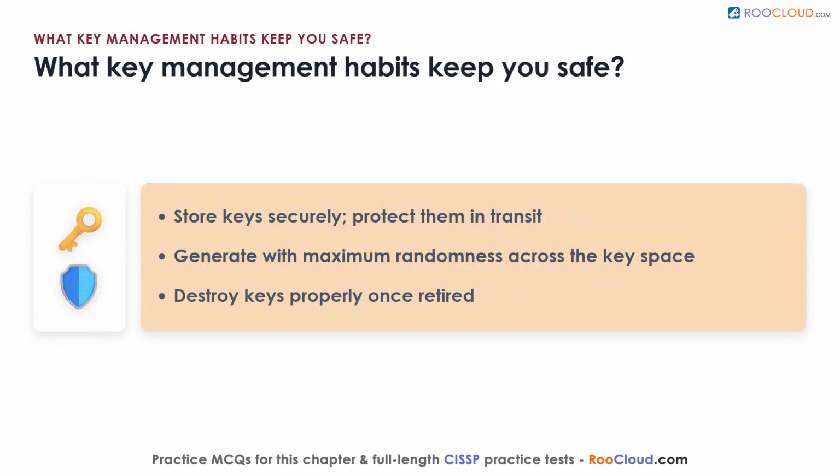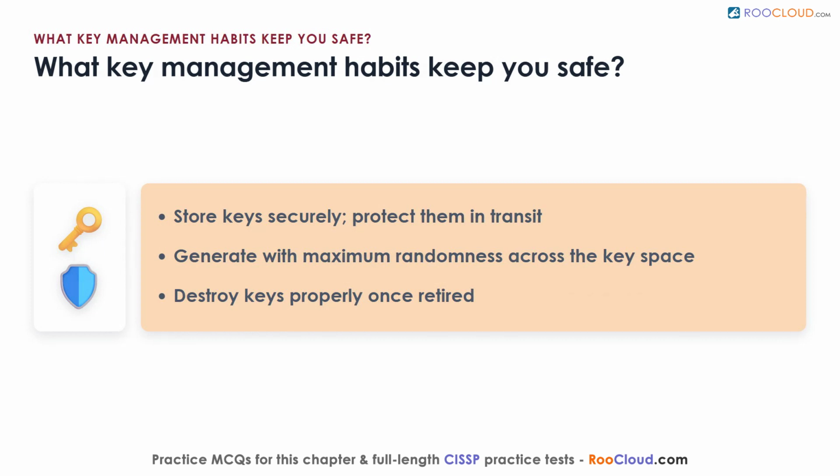What key management habits keep you safe? A few disciplined practices protect the one thing that matters most. Always store secret keys securely. And if you must send one across a network, shield it from prying eyes in transit. Generate keys with as much randomness as possible, spreading choices across the entire key space so patterns cannot be predicted. And when a key is no longer needed, destroy it properly rather than letting it linger. Think of a spare house key. You hide it well, you never text a photo of it, and you change the lock once it is truly retired.